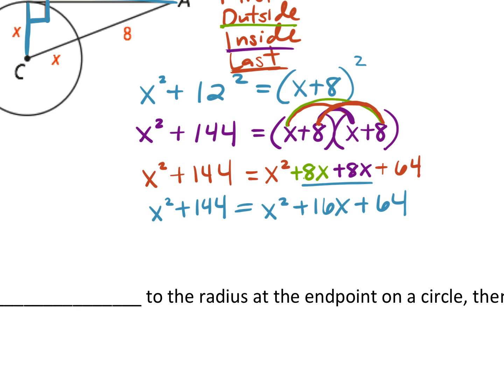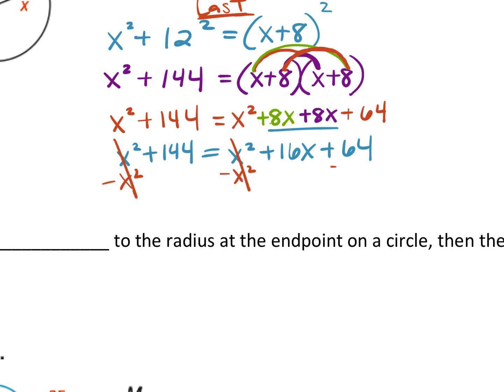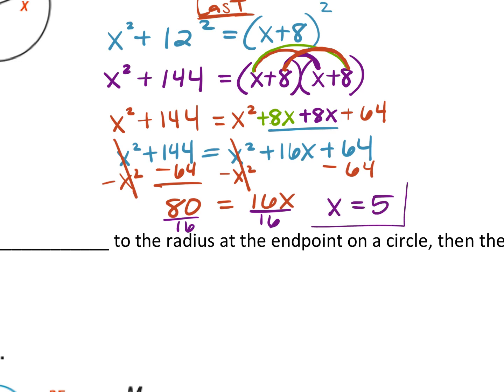Okay, first thing I would do here is I would ditch the x squareds, because if you subtract it from one side, you got to subtract it from the other, and they go away. That's 0, right? So 144 equals 16x plus 64. I would then take away the 64. So you get 80. That's 80. Equals 16x. And then just divide by 16. x comes out to 5.